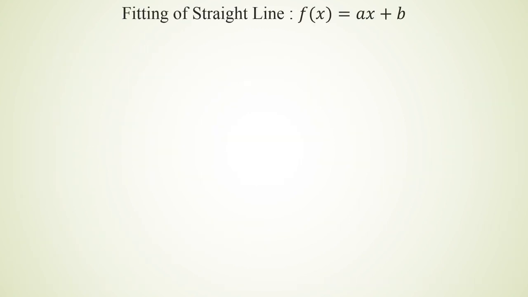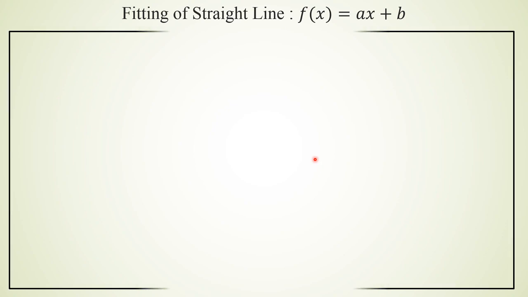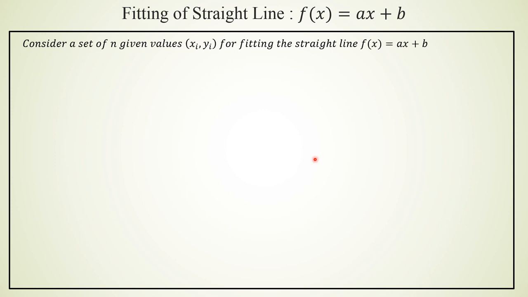Now we will see how to fit a straight line of the form f of x equal to ax plus b, where a is the slope and b is the corresponding intercept. Just consider a set of n values xi, yi. The value of yi over here represents the observed values of y for any xi. For fitting the straight line f of x equal to ax plus b.